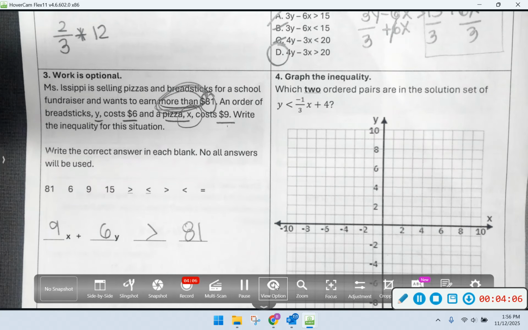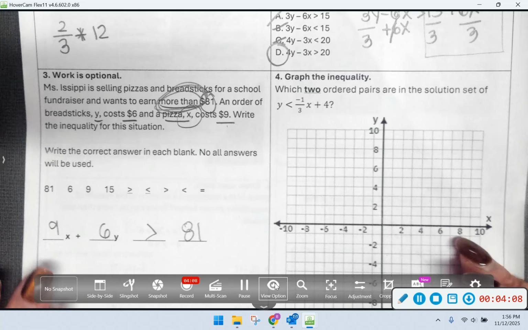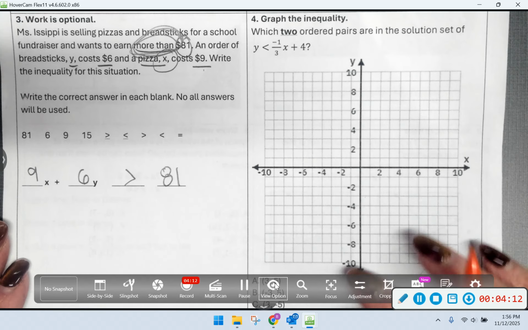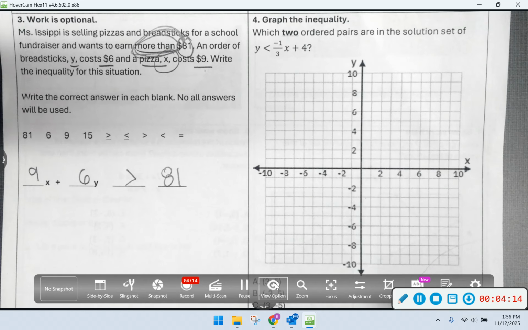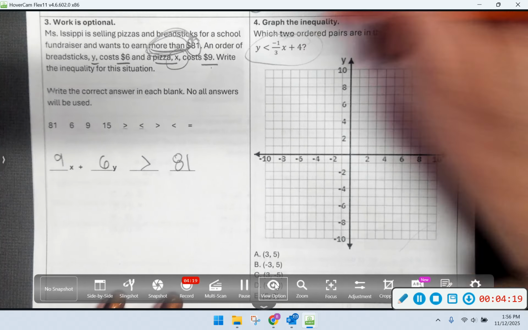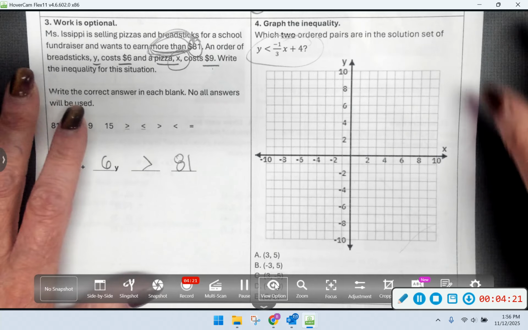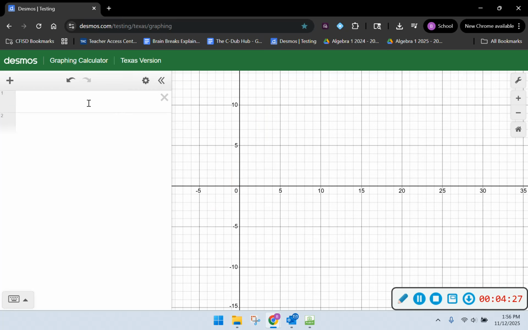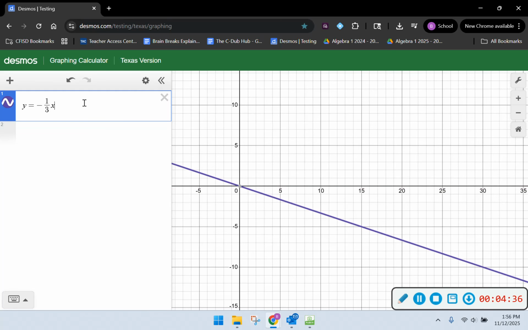All right. Number 4 here, we do want you to graph this inequality. I'm going to zoom out a little bit so we can see the whole thing on your paper. I'm going to go to Desmos and type that in. I'm going to type in y equals, because we cannot type in that symbol, negative 1 divided by 3, x plus 4.